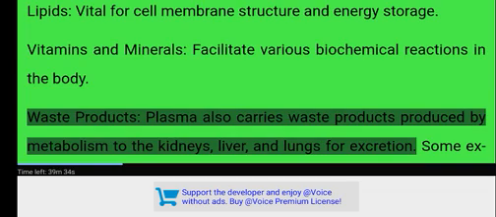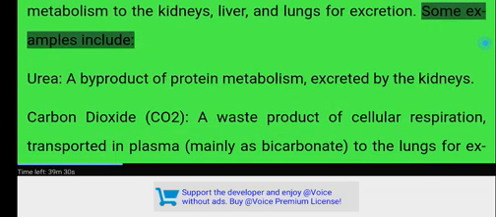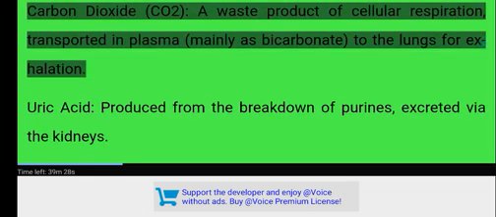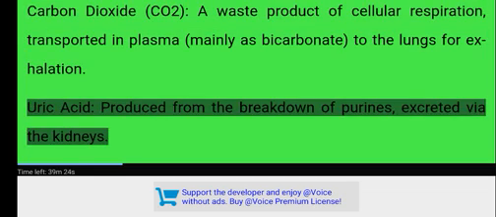Waste products. Plasma also carries waste products produced by metabolism to the kidneys, liver, and lungs for excretion. Some examples include urea, a byproduct of protein metabolism, excreted by the kidneys. Carbon dioxide, CO2, a waste product of cellular respiration, transported in plasma mainly as bicarbonate to the lungs for exhalation. Uric acid, produced from the breakdown of purines, excreted via the kidneys.